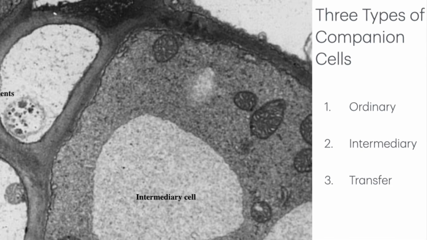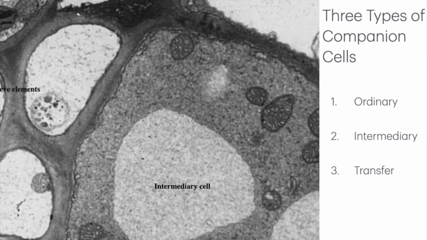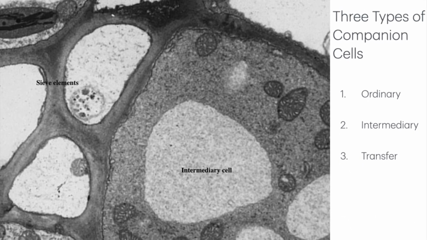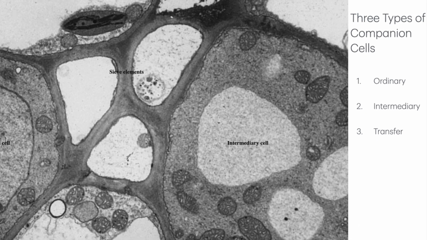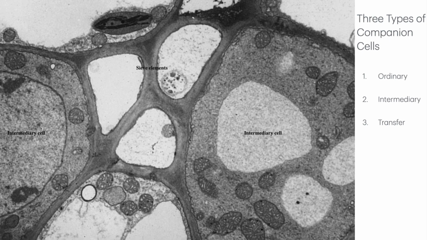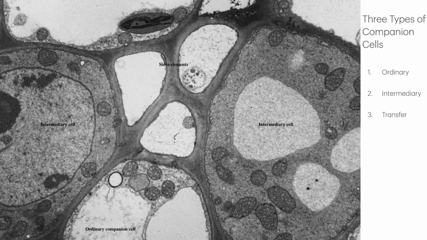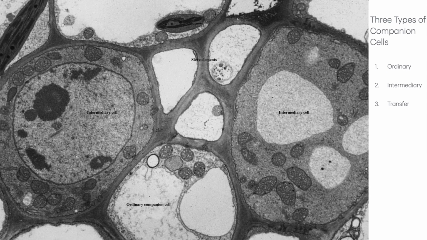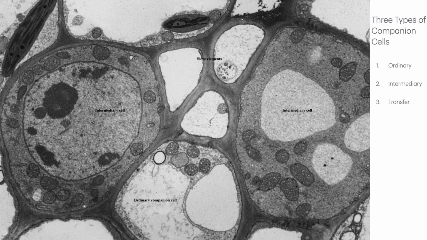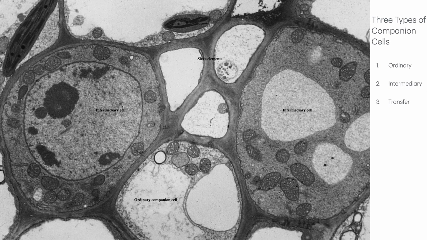So associated with the sieve elements are companion cells, and there are 3 types of companion cells. In some plant species, there's only one type of these companion cells. In other species, there might be 1 or 2 or even all 3 of these cell types. So let's discuss each of them. There's the ordinary companion cell, the intermediary companion cell, and the transfer cells.